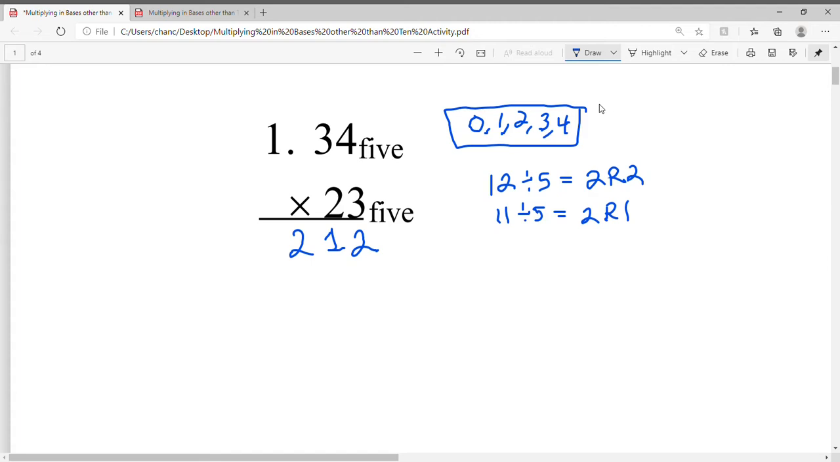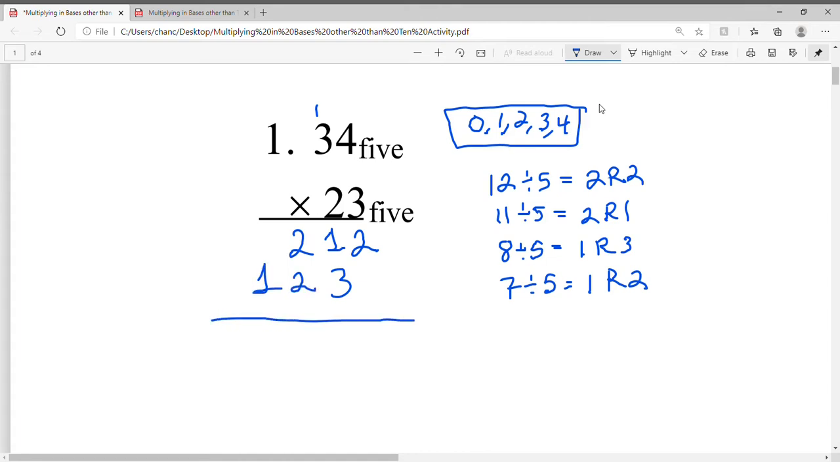We will go underneath the 2 this time, and then multiply 2 times 4. 2 times 4 gives me 8. 8 divided by 5 is 1, remainder 3. So we put a 3 down here, and then we carry that 1 over. Then we'll do 2 times 3, that's 6, plus 1, that's 7. 7 divided by 5 is 1, remainder 2. So we have a 2 here, and then we'll carry that 1 over.